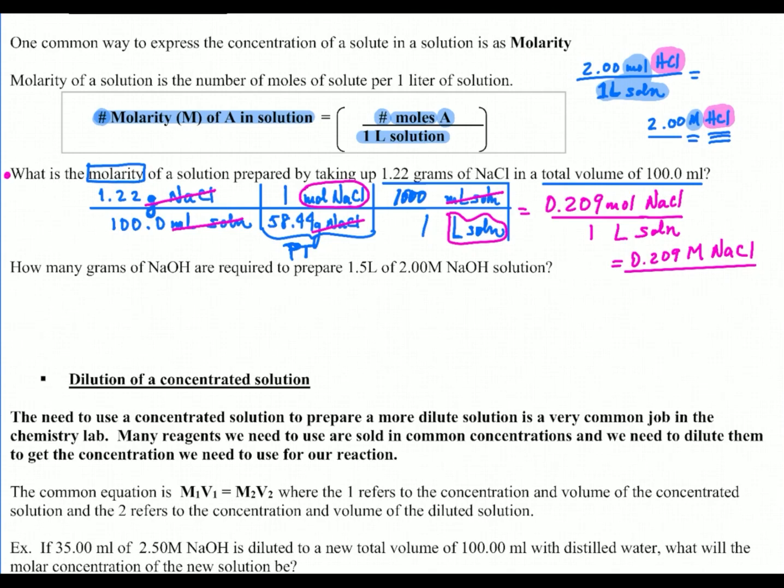That's a common problem. Another common problem is I want to go into the lab and I want to make a solution that has this molarity, and I want to make that much of it. So how much of the solute do I need to go weigh out and then dissolve in water and bring that total volume up to my desired volume? How many grams of sodium hydroxide are required to prepare 1.5 liters of 2.00 molar sodium hydroxide solution?